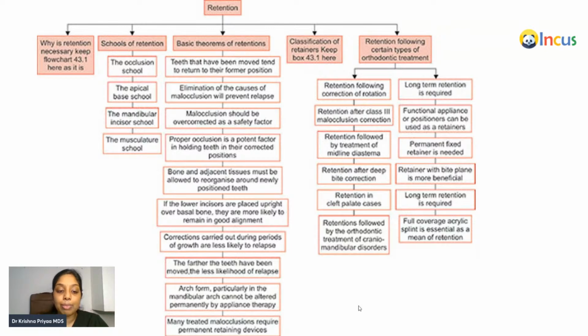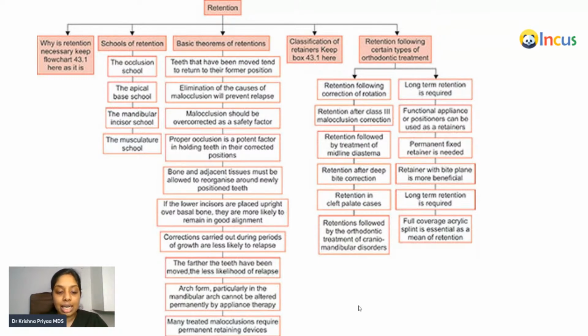Correction carried out during periods of growth is less likely to relapse. So this is regarding growth modulation. When we address certain conditions like class 2 and class 3 during growth modification, the relapse tendency will be lower because we have used the growth and then done the orthodontic treatment. So in those scenarios, the relapse would be less.